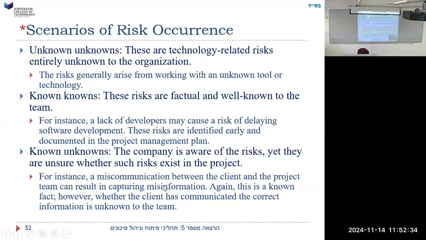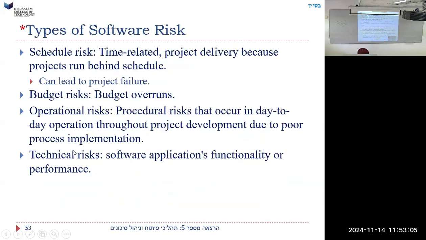In other words, we have misinformation we got from the client. We know that the information the client expressed to us could be wrong. Could be that he told us he made a mistake. We know it's possible that our analysis of what he said could be mistaken. Again, this is a known fact. However, whether the client has communicated the correct or incorrect information is unknown to the team. We're going to work with the information that he gave us, but it could be wrong. So this is a known unknown. We know that we could be wrong about this information.